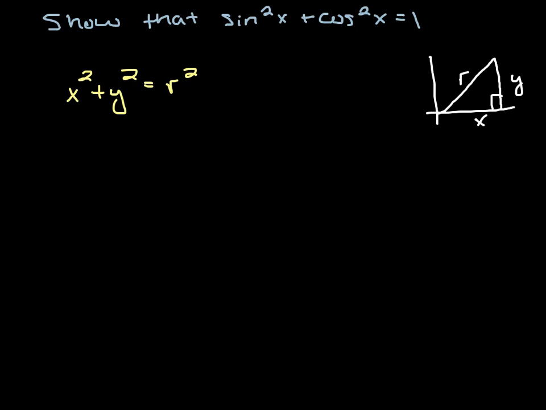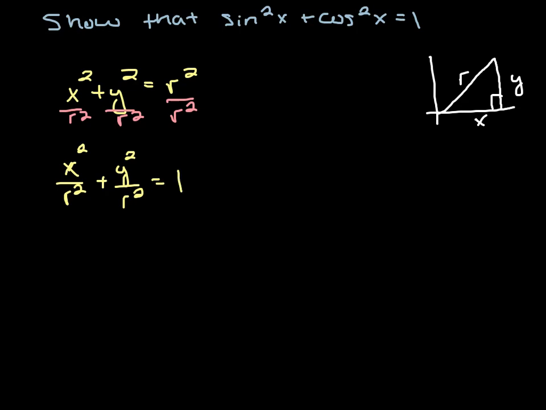Okay, so already we're pretty close to this equation right here. The big difference right now is that we have r squared on this one and this one's equal to 1. So what I'm going to do, and this is perfectly allowed because I'm going to do it to the same thing everywhere, I'm going to divide everything by r squared. So now I'm left with x squared over r squared plus y squared over r squared equals 1.